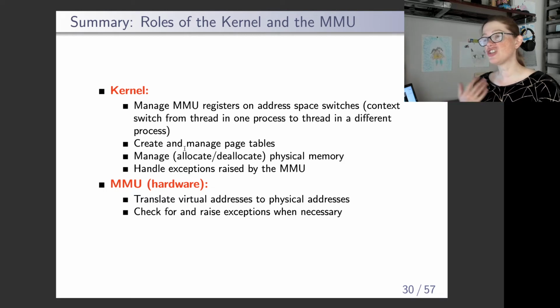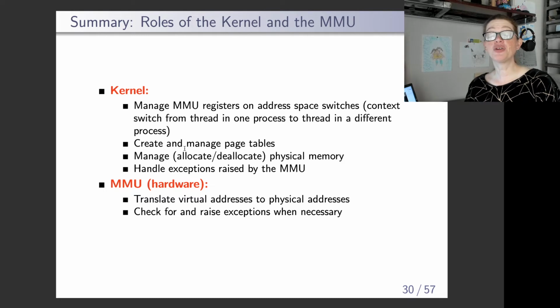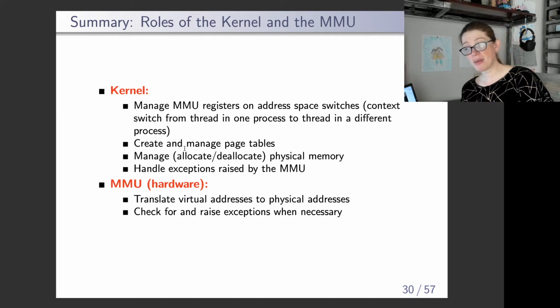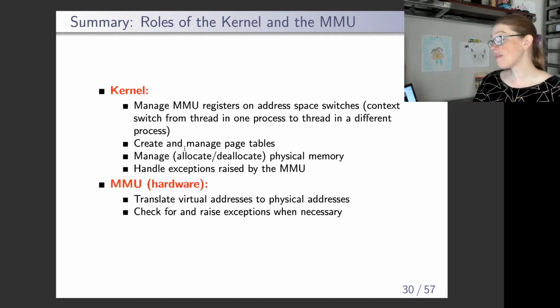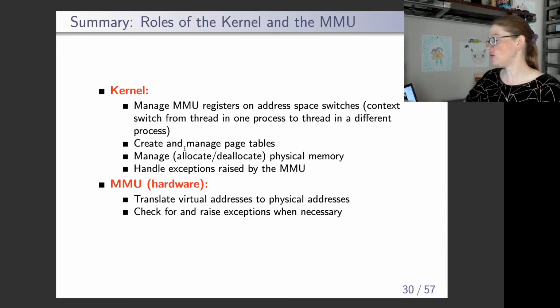So when we have a context switch between threads of different processes, we're going to have to update the MMU's registers with the new process's page tables, and so on and so forth. And it's the kernel's responsibility for creating the page table and managing the page table, allocating the memory, freeing the memory, and handling the exceptions raised by the MMU.